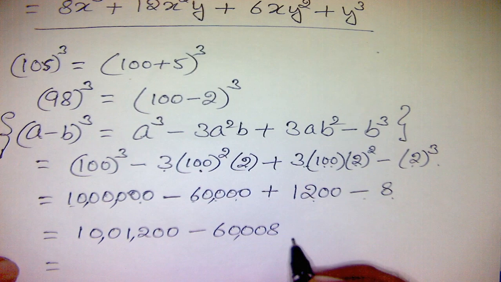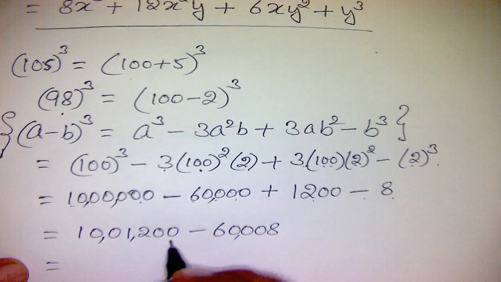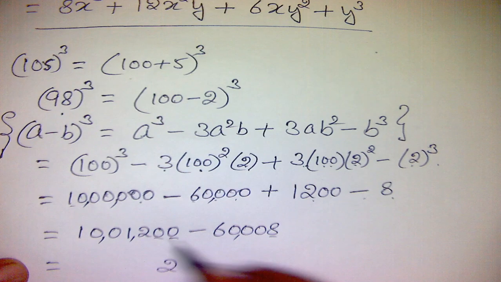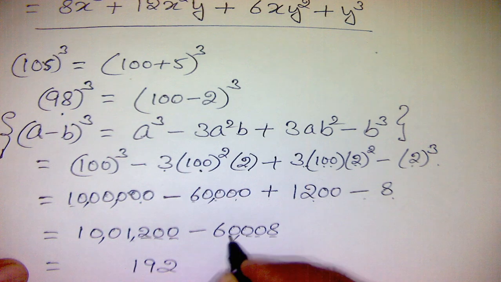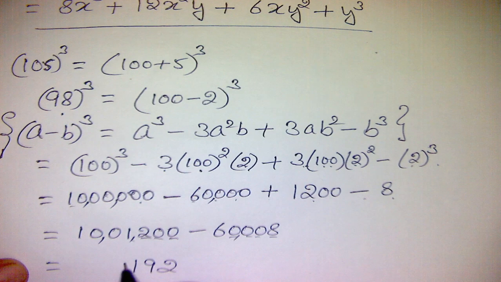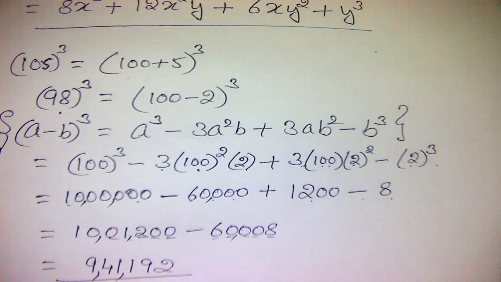Now subtract these two. On subtracting these two, you will get the cube of 98. So 10 minus 8 gives you 2, 9 here, here it is 1, here it is 1, then here you are going to get 4 and 9. So you have it: 9,41,192. So this is for today, and based on these cubic identities, you can even complete question number 6 and 7.